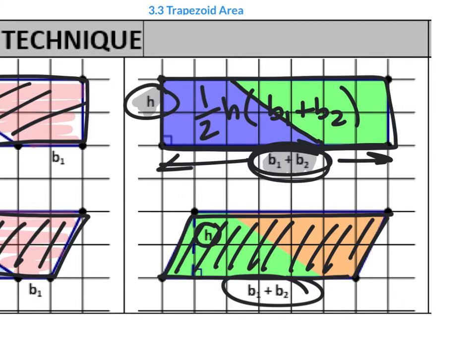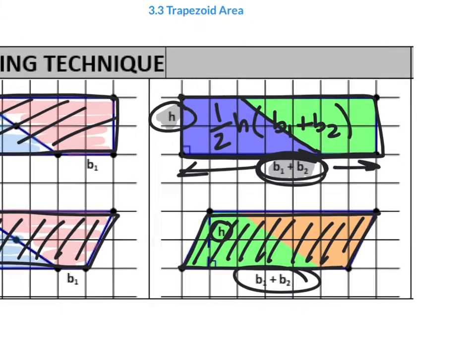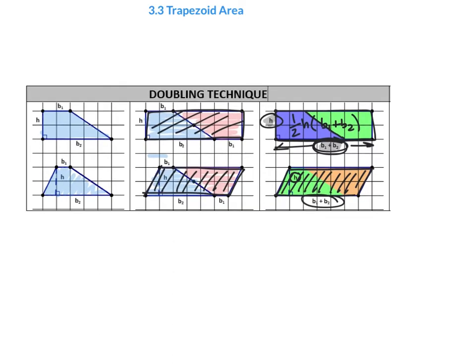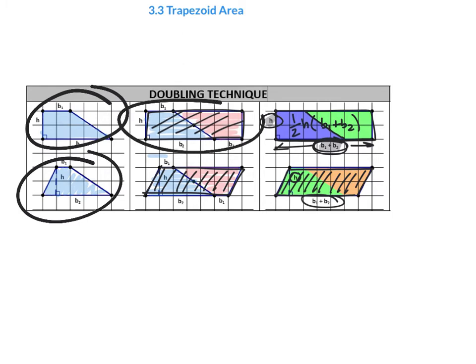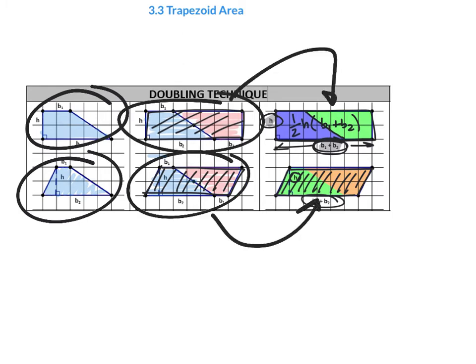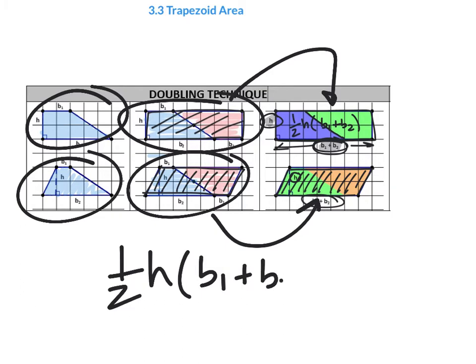This is known as the doubling technique, and it's a way of just making sense of where that formula came from. If I take those original shapes, either one, and double them, then I get a shape I recognize, and I know exactly what half of that is, and so it's 1/2 of that height times base 1 plus base 2. Let's look at another method for understanding.